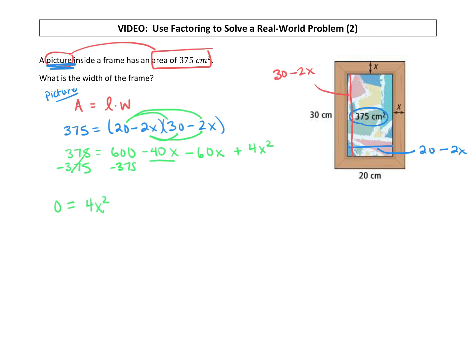And then we've got some x's we can combine. Negative 40x minus 60x is minus 100x. And now we can do that math. What is 600 minus 375? A positive 225. Okay, so we've got standard form. We have our equation set equal to 0.